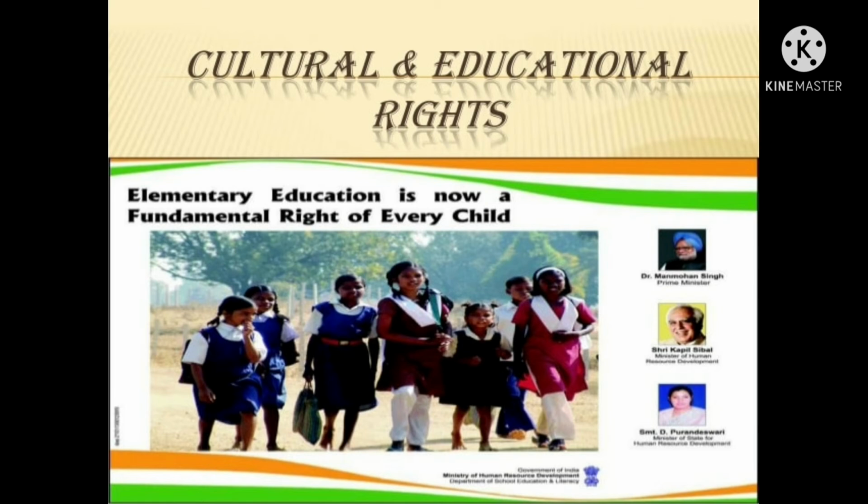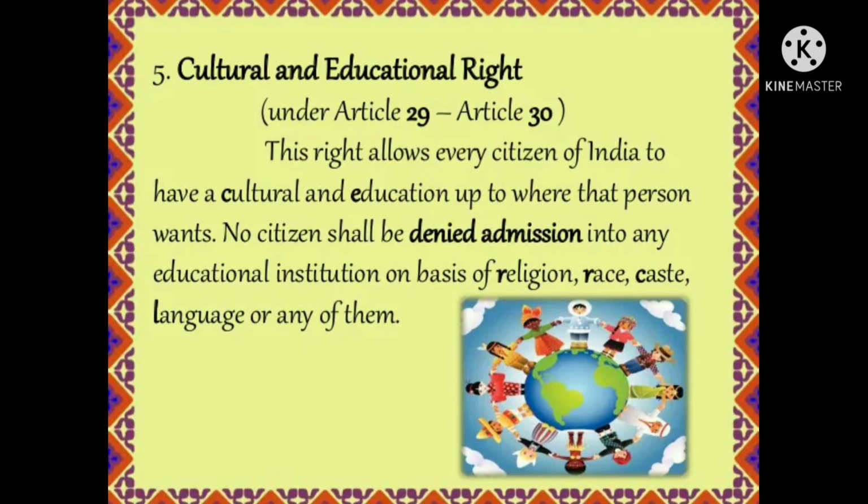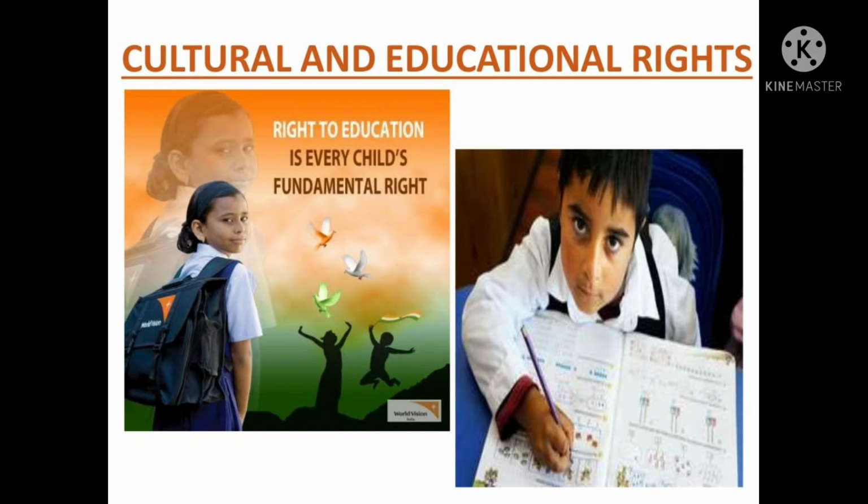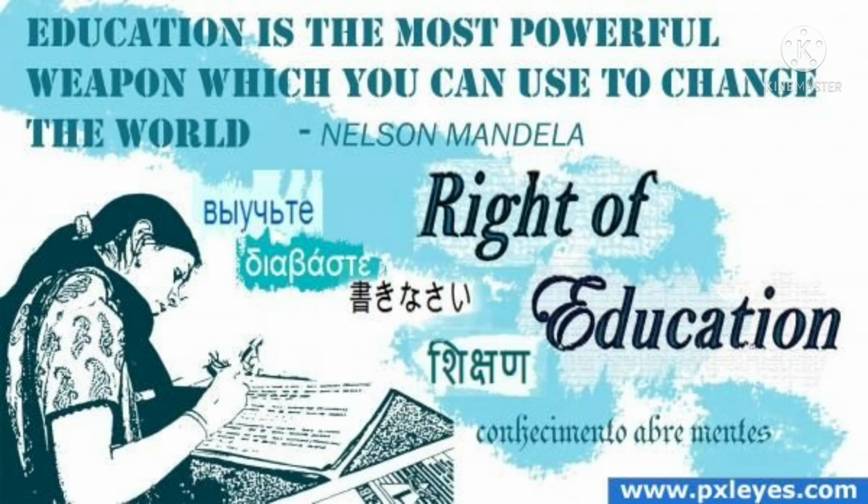The next one is cultural and educational rights. All citizens of the country have their own language, script, culture. It is a duty of the state to protect them. The right protects the interest of religious and linguistic minorities. No one can be denied admission in government-aided institution or institution run by minorities.